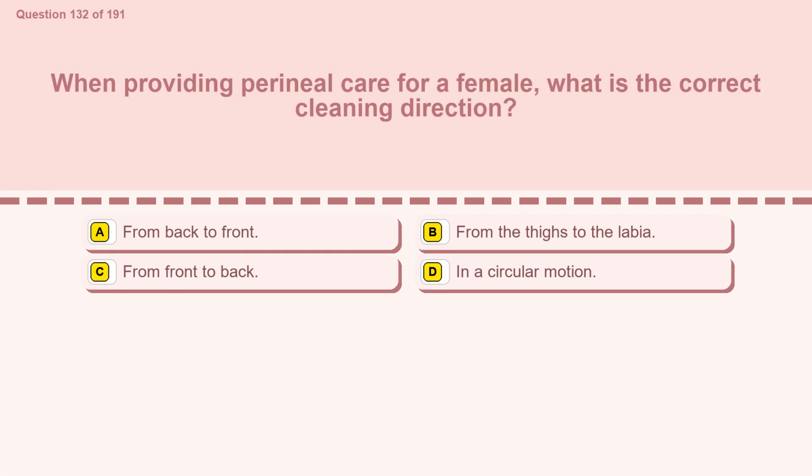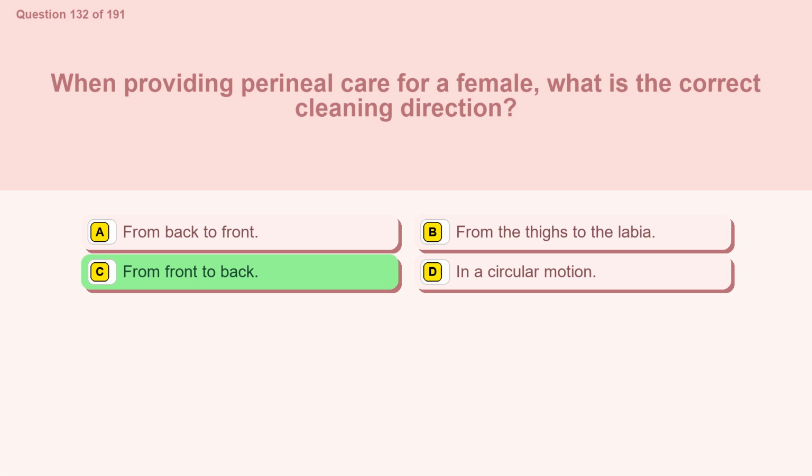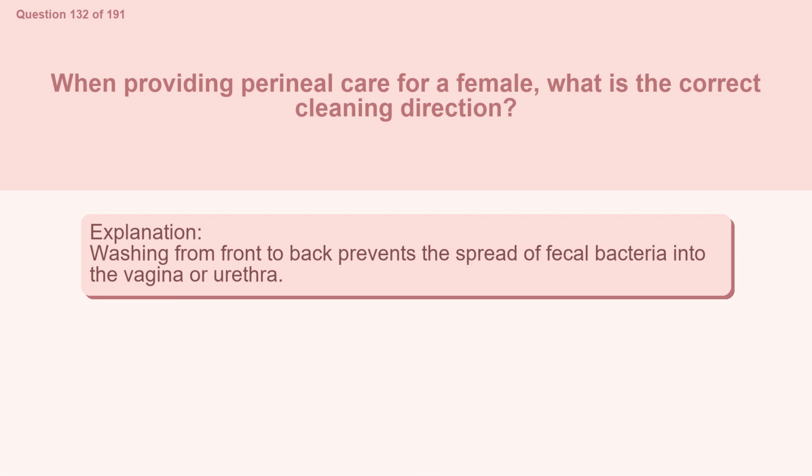Question 132. When providing perineal care for a female, what is the correct cleaning direction? Option A. From back to front. Option B. From the thighs to the labia. Option C. From front to back. Option D. In a circular motion. The correct answer is option C. From front to back. Washing from front to back prevents the spread of fecal bacteria into the vagina or urethra.